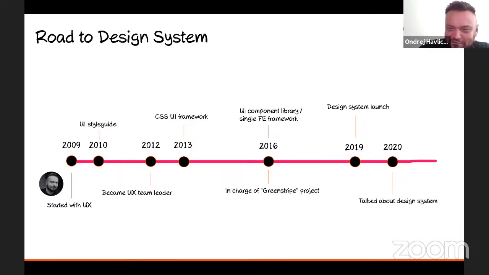So then later on, we learned about things like UI frameworks, atomic design, stuff like that. So we started experimenting with UI frameworks. We started with a CSS framework, and later on we moved to a component framework. But all of this was kind of developer or skunkworks projects initiated by the developers or the UX team. So it wasn't really supported by the organization, and it wasn't really successful. I'll explain later.